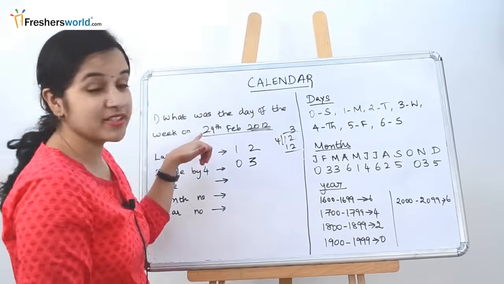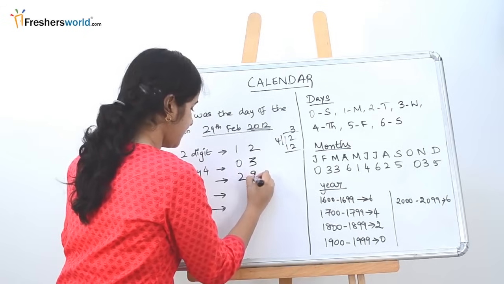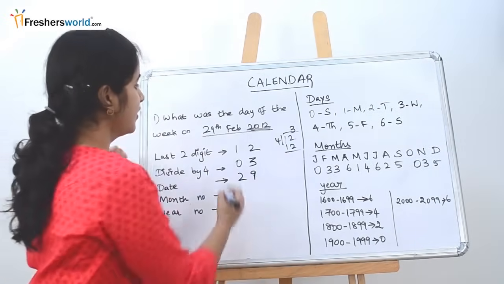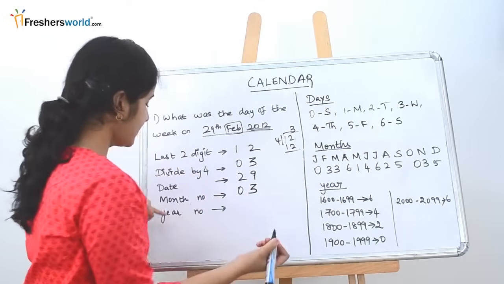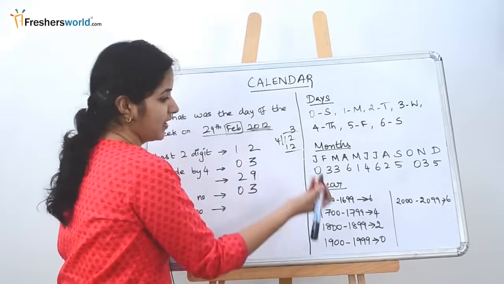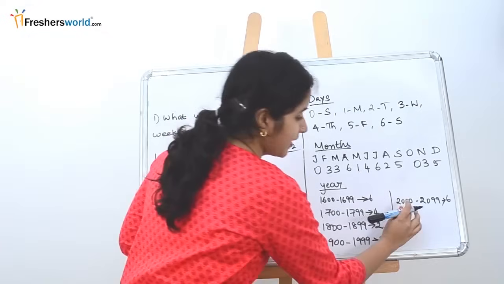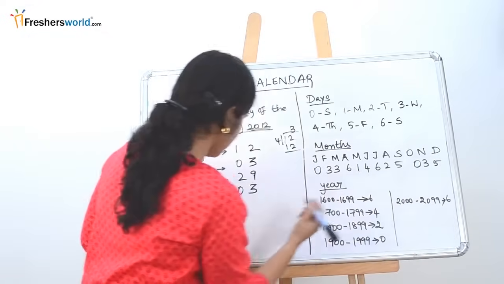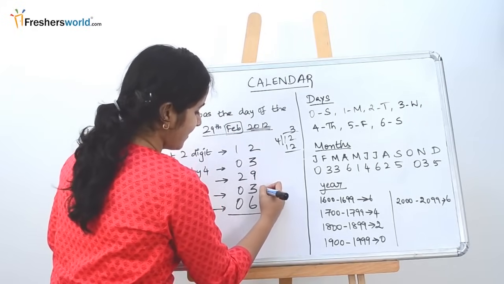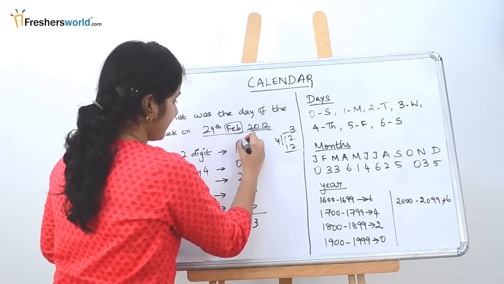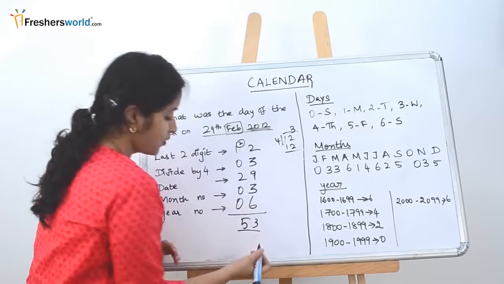Next is the date. The date they have given is 29. Next is the month number. February corresponds to 3, so we put 3 here. Next is the year number, which is 2012. 2012 falls in the bucket of 2000 to 2099, which is nothing but 6. Now add all these: 3 plus 2 is 5, 14, 17, 23, 5, 53.